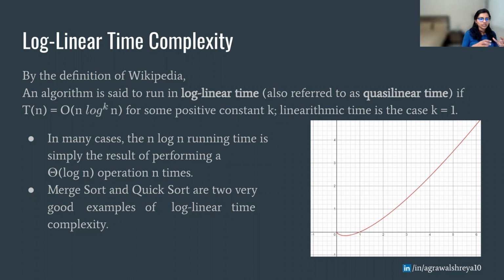That symbol is theta. That is not O. Theta is the symbol that we use to represent the average time complexity. I'll talk more about average time complexity as we go further, but for now it is just the representation of average time complexity. So n log n, as we can see from the graph, is nothing but n multiplied by log n.